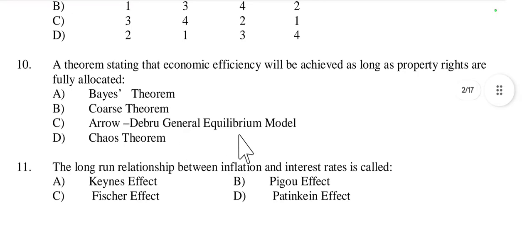Then question number 10, a theorem stating that economic efficiency will be achieved as long as property rights are fully allocated. It is called property rights, related with the Coase theorem. So option B is right here, Coase theorem.